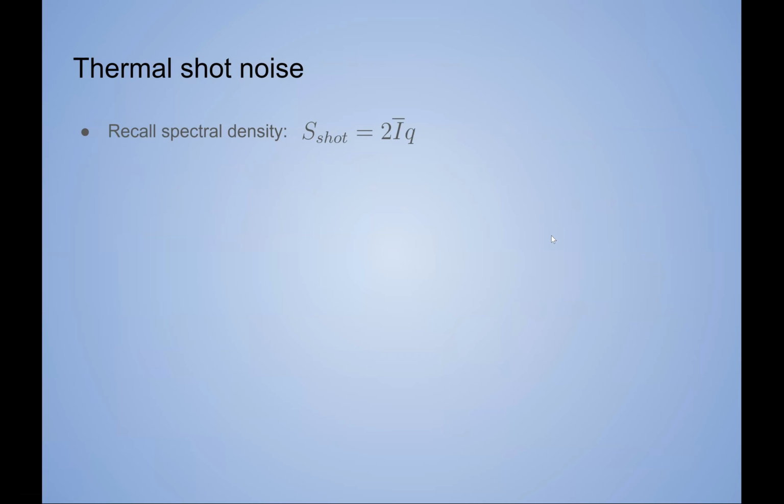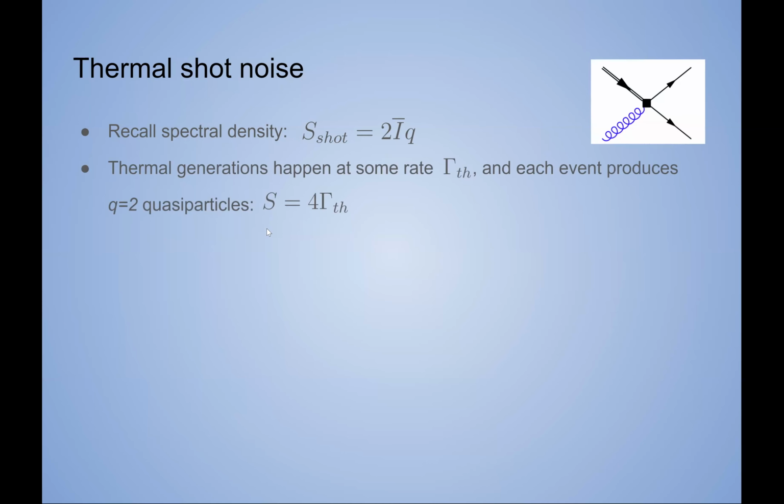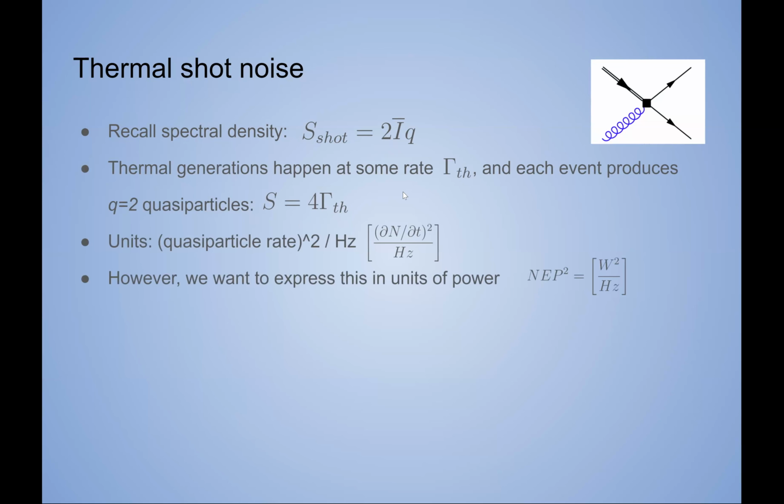So it's easy to calculate the spectral density of this because we already have the formula for shot noise, and we just need to plug in the rate and the number. So per event, we get Q equals 2 quasiparticles, that goes to 4. And then there's some rate, which I'm going to call gamma th, which you can theoretically predict. No reason to write it out here. There's some rate at which this is happening. And this isn't quite in the units we want if we want to compare it to our photon noise, because it's in units of a rate of quasiparticles per time per hertz. But we want it in units of power.